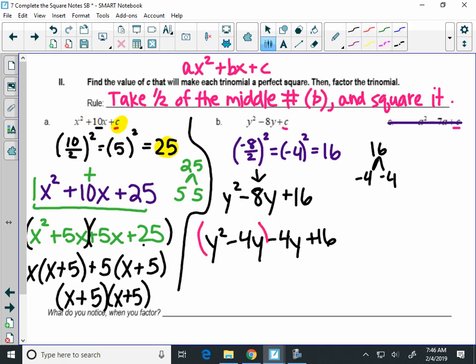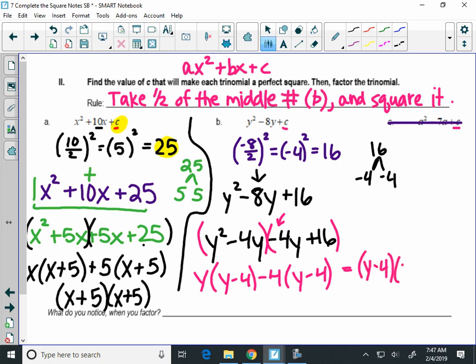And we group those two. From the first group, we pull out a y and get y minus 4. And this term is negative, so I pull out a -4 here and get y minus 4 again. Your final answer takes y minus 4 times y minus 4. And again, in both of these, notice that we have a perfect square trinomial. We have two terms that are the same multiplied together.